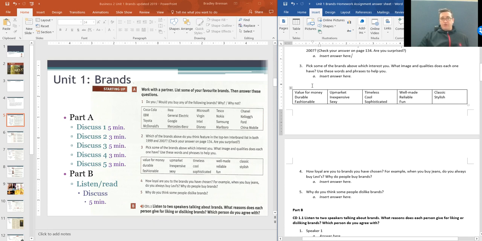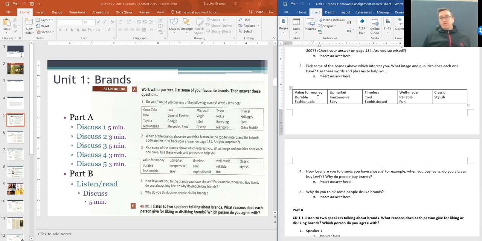The next question is part three. Pick some of the brands above that interest you. What image and qualities does someone have? Use these words and phrases to help you. So, for example, these are words and phrases that help to describe a brand. Value for money, durable, fashionable, upmarket, inexpensive, sexy, timeless, cool, sophisticated, well made, reliable, fun, classic, and stylish.